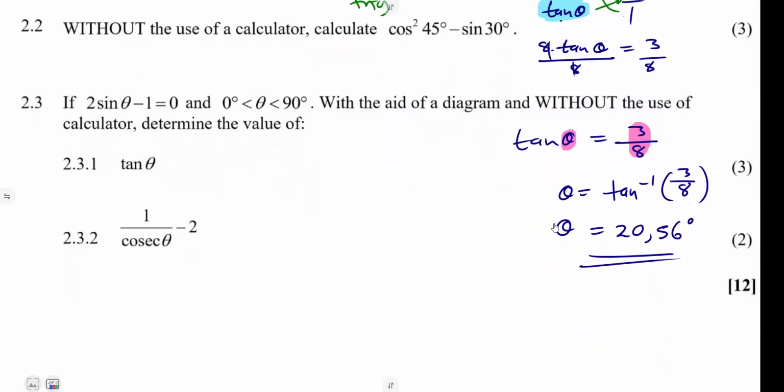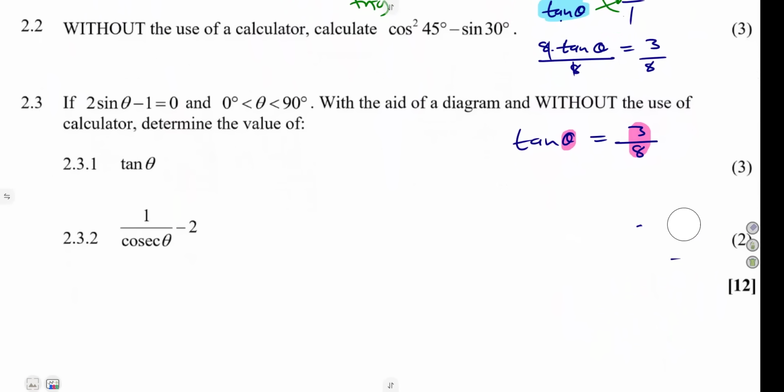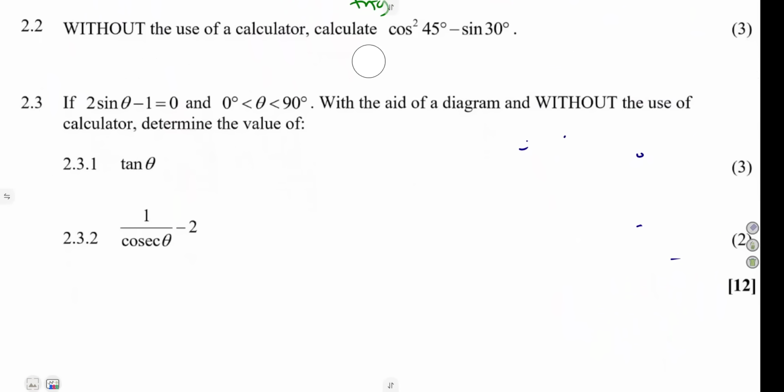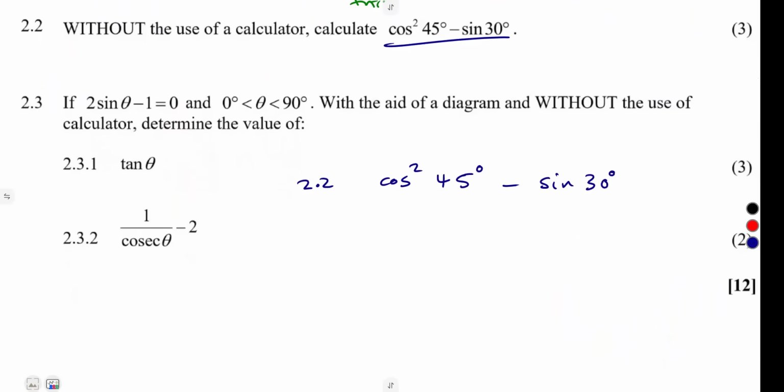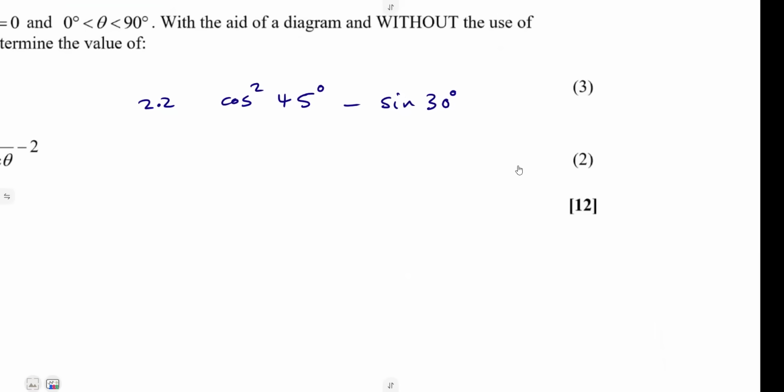All right. 2.2, moving on to 2.2, you're given to solve, without the use of a calculator. Calculate this, all right? So just calculate this without using a calculator, meaning to say they want us to use the special angles when it is like that. So we've got the cos squared of 45 degrees minus the sine of 30 degrees. When the calculator is not required, simply apply or use what? The special angles. So that's where those angles play a role.